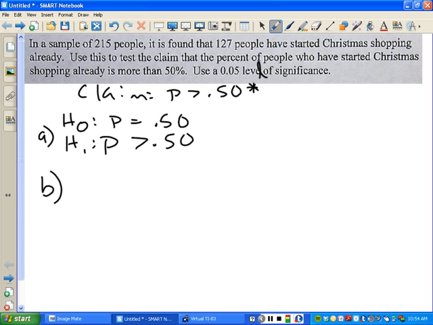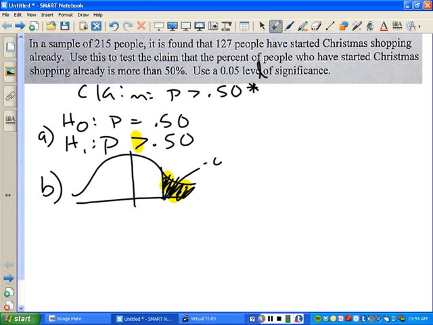We want to look the value up on a chart, right? So we're going to draw a picture. Is this going to be a left tail, right tail, or two tail test? And how do we know? It's going to be a right tail test because of the greater than. If it were less than, we would do a left tail test. If it were not equal to, we would do a two tail test.